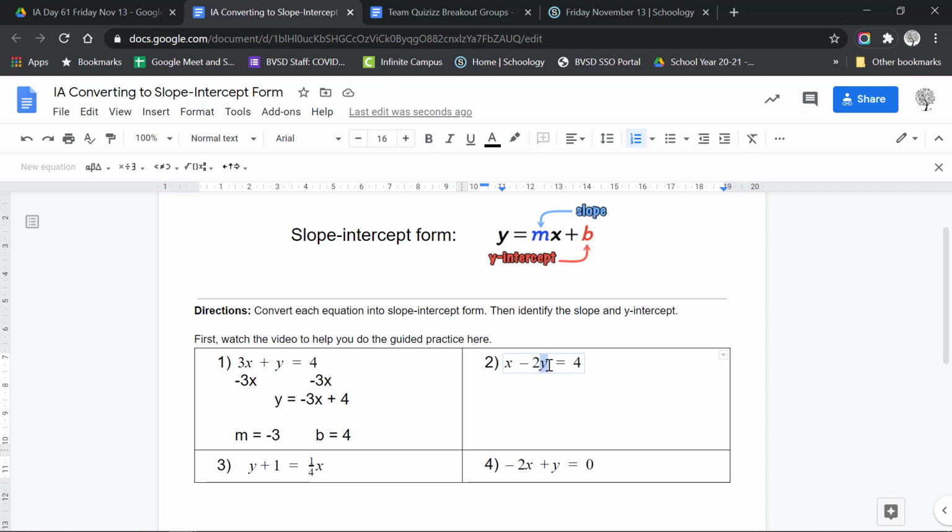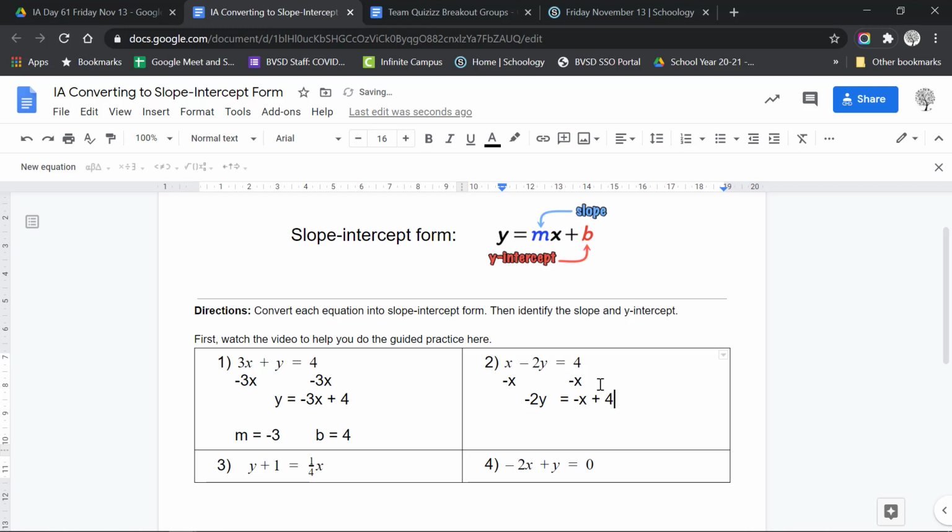Okay, here I need to get this y all by itself. But it has that negative 2, and we're going to have to deal with that later. First, let's try to get rid of that x. So we can do that by subtracting x on both sides. And then, what are we left with? Well, don't forget that negative sign goes with the 2y. And then on this side, we have negative x plus 4.